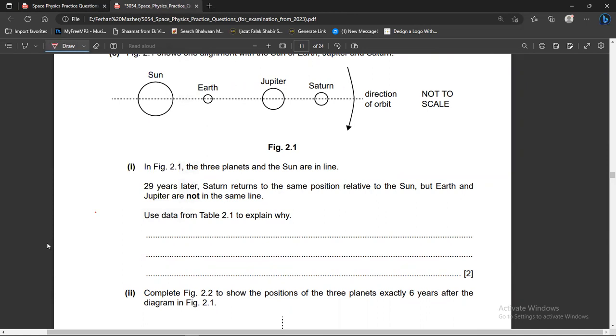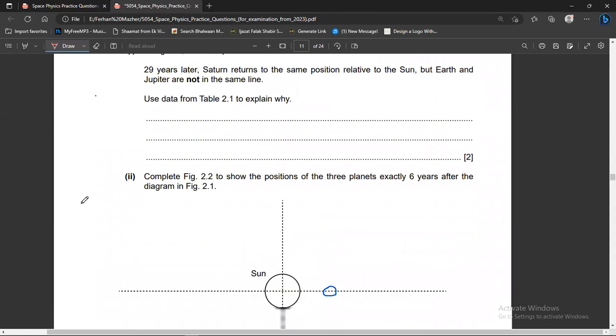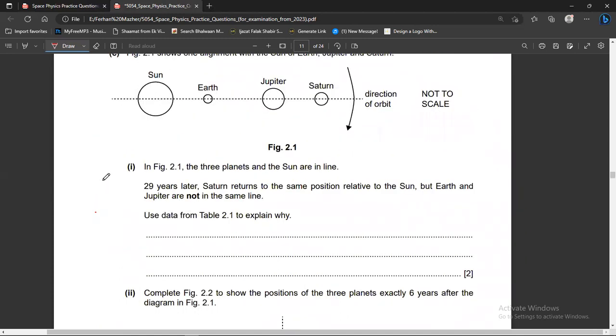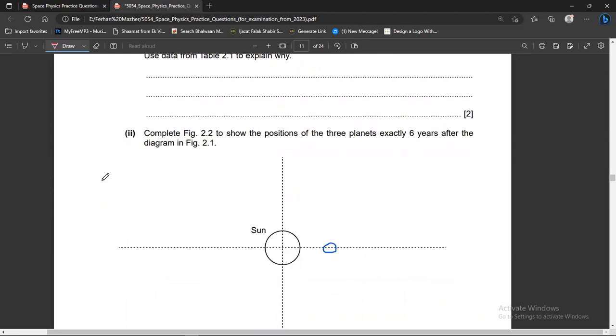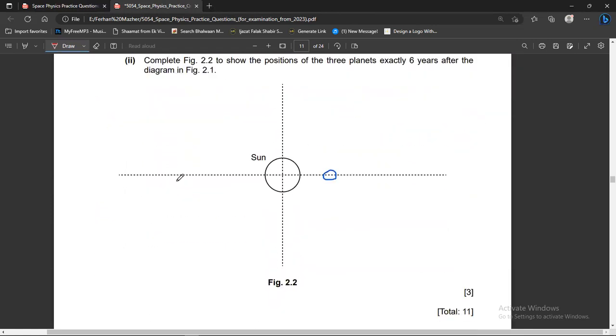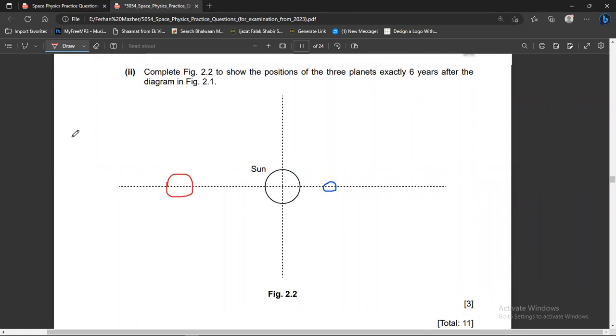Then we have Jupiter. Jupiter takes 12 years to complete one revolution. In 6 years, how much has it completed? So 6 divided by 12 multiplied by 360. So you will get 180 degrees. So Jupiter will be here.